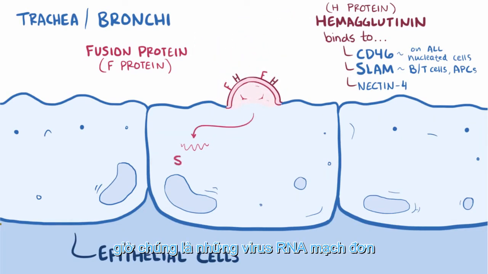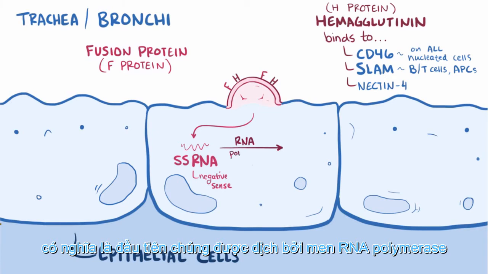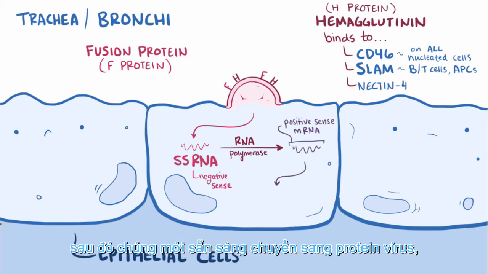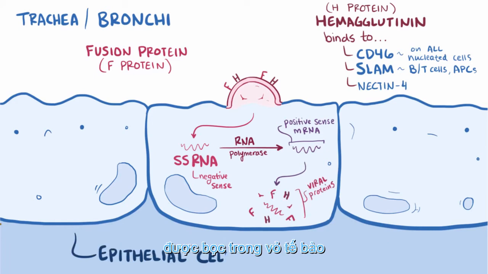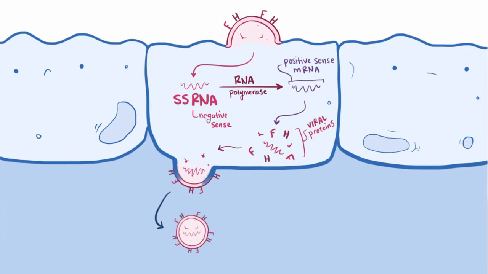Now, this virus is a single-stranded RNA virus, and it's also negative sense, meaning it first has to be transcribed by RNA polymerase into a positive sense mRNA strand. After that, it's ready to be translated into viral proteins, wrapped in the cell's lipid envelope, and sent out of the cell as a newly made virus.